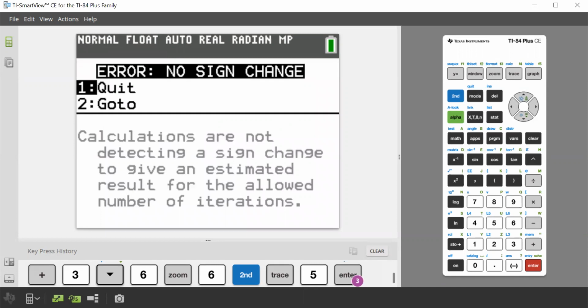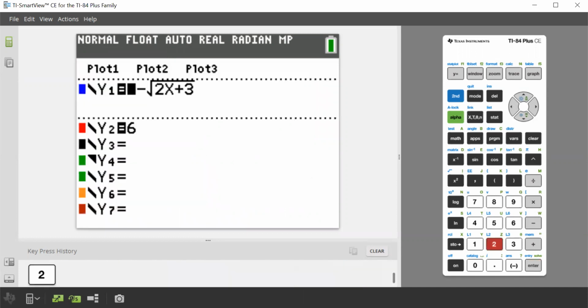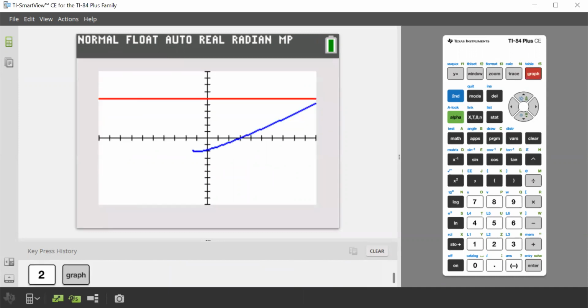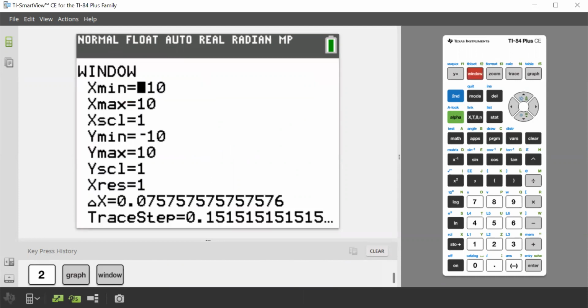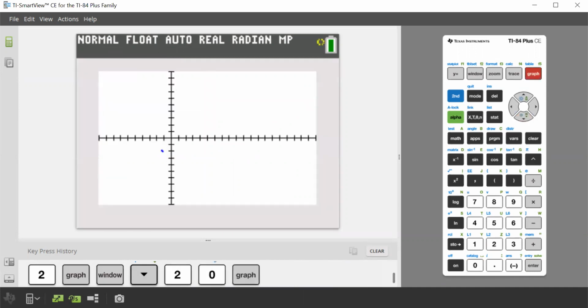And I get this error says no sign change. Okay, I'm going to hit 2 for go to. All that means is the calculator can't see it. It's not within the X domain there. So I'm just going to go to my window settings and I'm just going to make X max bigger. I'm just going to jump to maybe 20. Hit graph. Now the calculator can see the point of intersection.